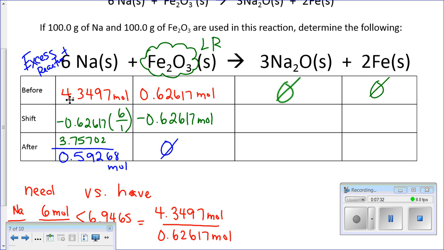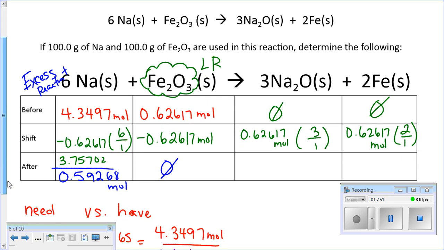I started with 4.3497 moles. I'm going to use 3.75702 moles. So left over, I'll have 0.59268 moles left over at the end.